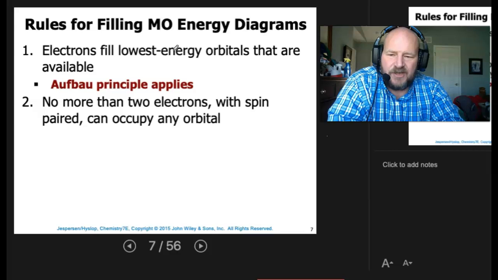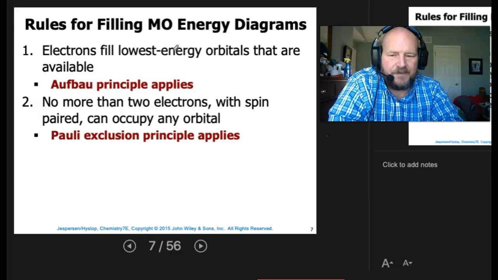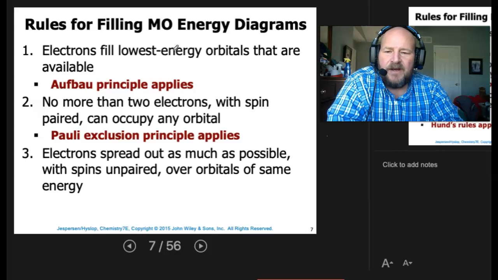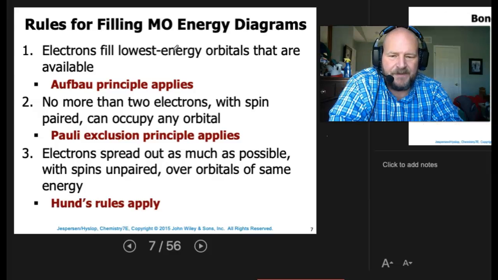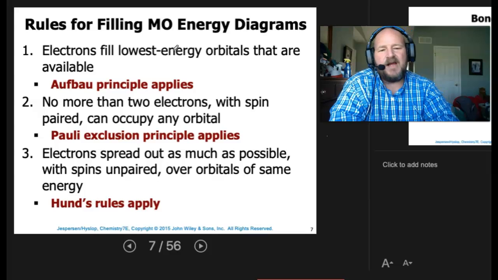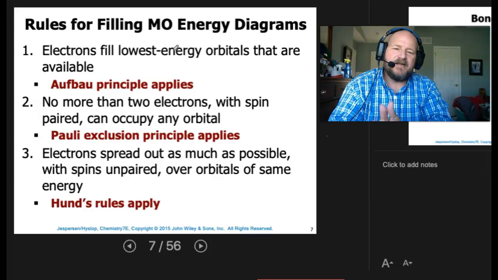No more than 2 electrons with spin paired can occupy any orbital. That sounds familiar as well, right? That's the Pauli exclusion principle. Electrons spread out as much as possible with spins unpaired over orbitals of the same energy. And again, that's Hund's rule. So we're applying a lot of the same rules for atomic orbitals to our MO and seeing how that works out.